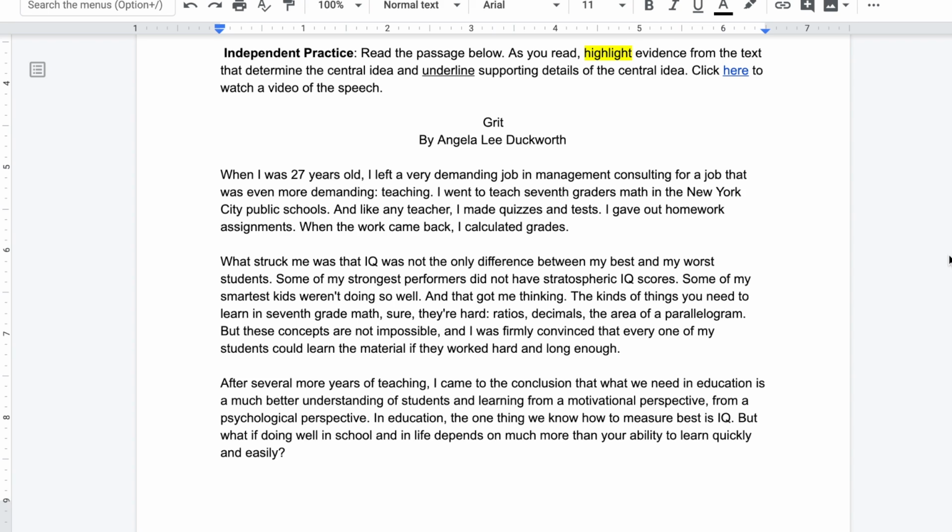This next part, your independent practice, is asking you to read the passage below, which is Grit by Angela Lee Duckworth. And as you read, highlight evidence from the text that determines the central idea and underline supporting details of the central idea. So basically exactly what we just did, and for you to receive full credit, I need to see highlighted parts of the text as well as underlined parts of the text. There is also a link that I provided for you to be able to view the speech as well as watch it. However, your work needs to be on the text of the speech.